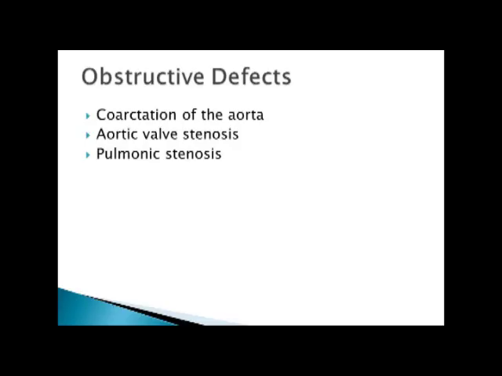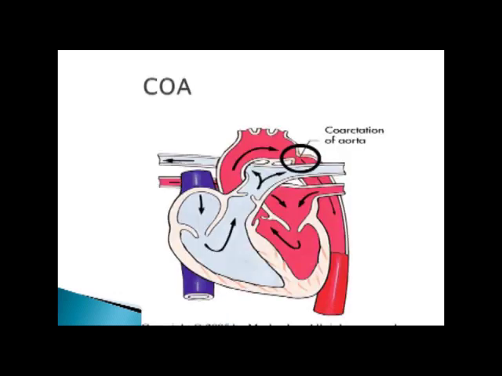Now, there are some obstructive defects as well that could be considered acyanotic, and the three that are listed here are COA, coarctation of the aorta, or aortic valve stenosis, or pulmonic stenosis. So when you think of coarctation of the aorta, I want you to think of the word constriction, that it is a constriction of the aorta. Let's look at the next picture.